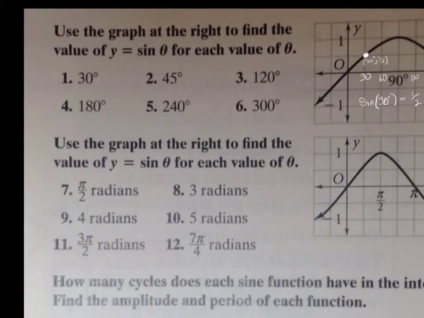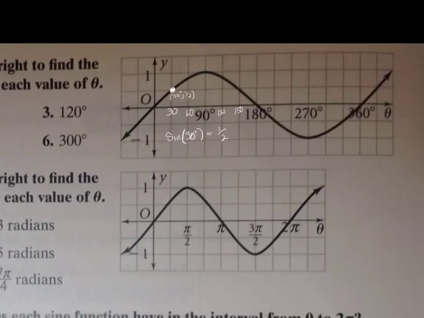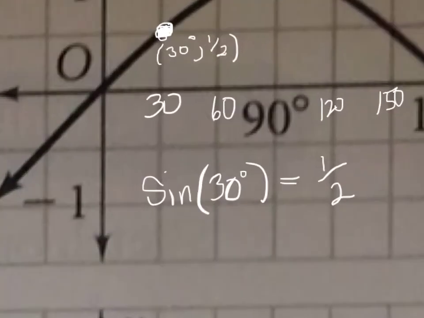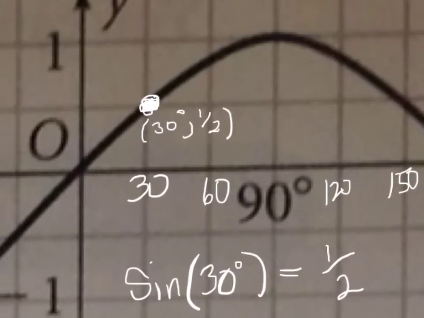Now, problem number 2, sine of 45 degrees. Apparently we're supposed to use the graph, so let's go in. How can I label 45? Where's 45? How about halfway between 30 and 60? Does that make sense? Okay, so we got 45.